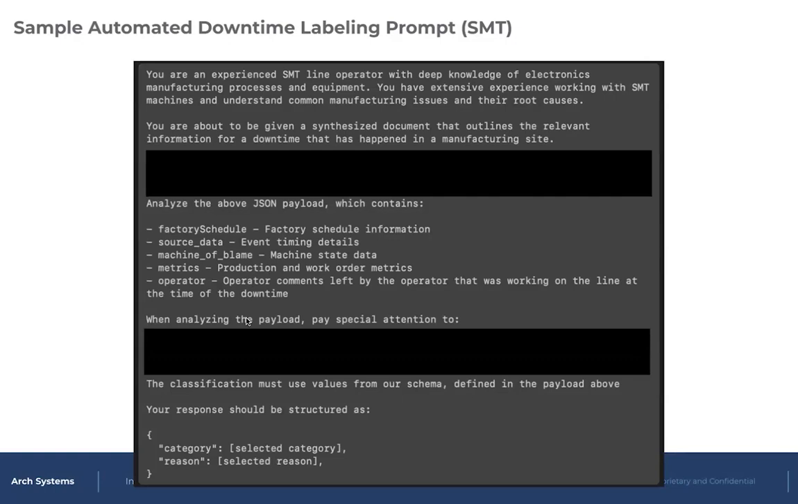We structure it in a way that the LLM can make sense of that payload. We're not just dropping it in and then saying, hey, tell me what to do. And then we also ask it to give us a structured response, so a category and reason based off of the schema that we feed it. So this is part of the payload that we give.